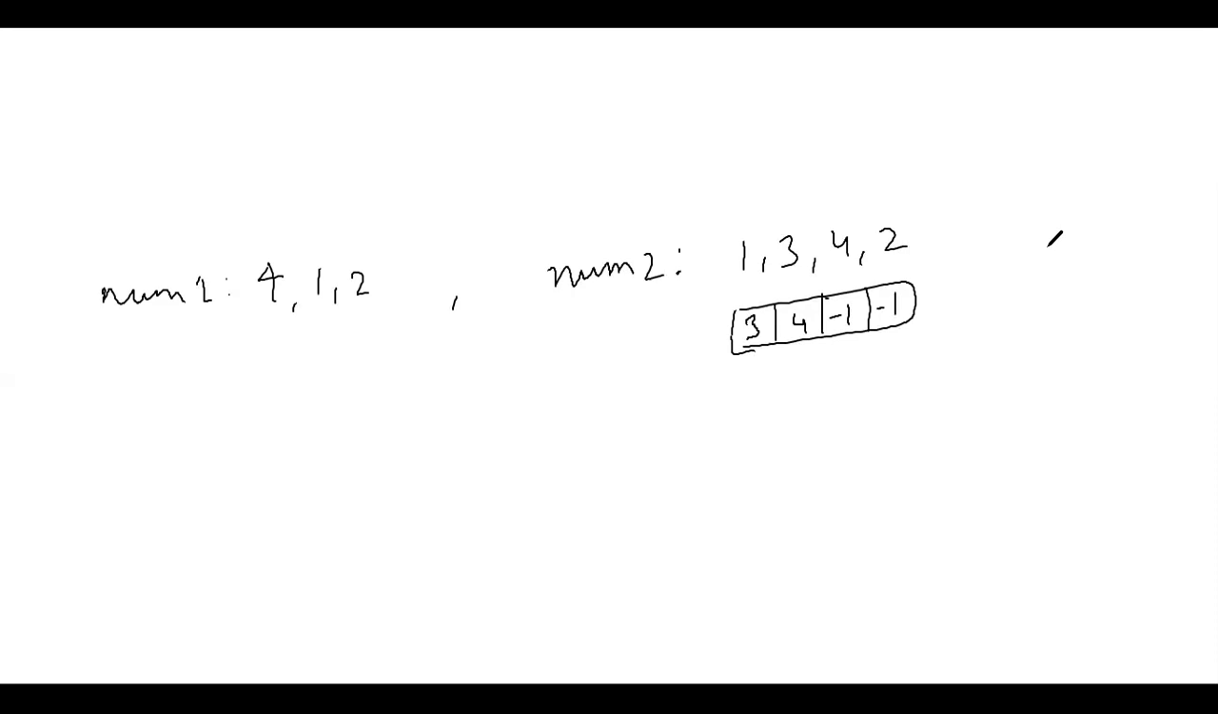And for num1, if I have to solve it, for 4 I know the solution is here. For 1, I know the solution is here, right? And for 2, the solution is here. So what will you do?